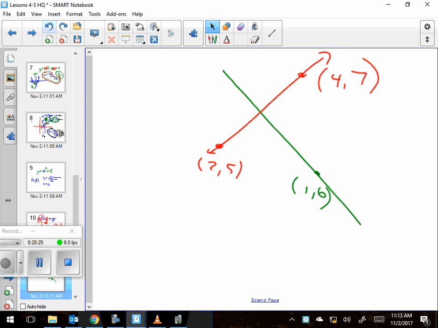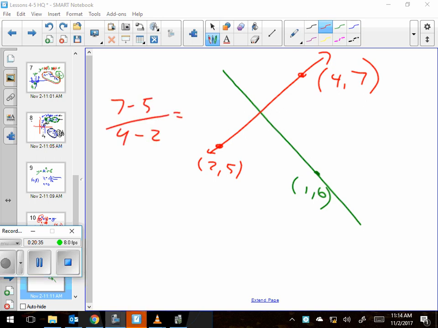Work with your partner. Come up with the right equation. Okay, help me. What's the slope of the red one? 7 minus 5 over 4 minus 2. What'd you get? 1. So the slope is 1. So then this guy's slope needs to be the opposite reciprocal. 1's kind of weird because the reciprocal is still 1. So then it's just negative 1. So then I want m to be negative 1 on this line with this point.